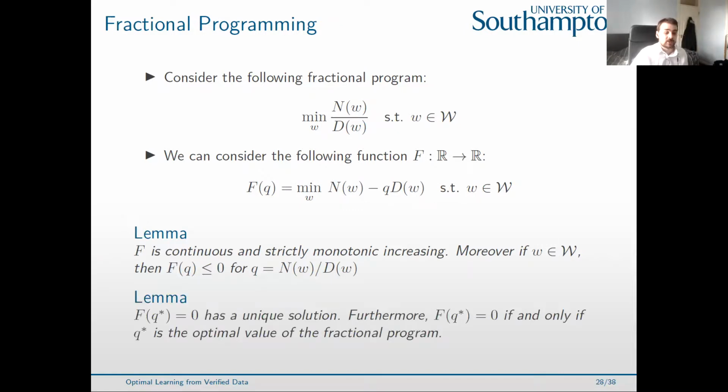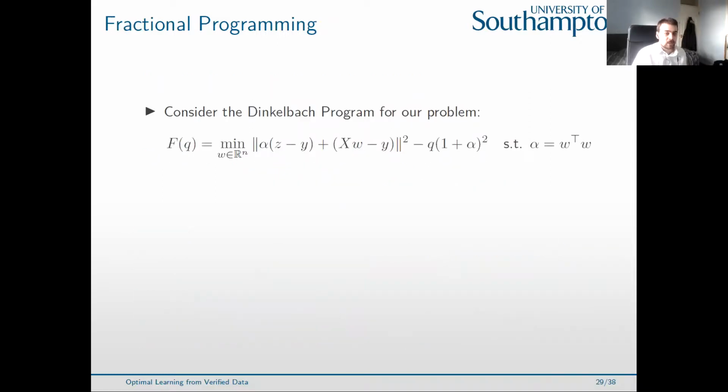And the other thing that's very useful, which is perhaps the most useful thing about this function, is that a point q star is a root of this function if and only if q star is an optimal value of the original fractional program. So that means if we can find a root of this function, we can solve the original fractional program immediately, because we can just plug in q star and find all our variables. So this is extremely useful. If we consider this Dinkelbach program for our problem, it looks something like this, and it's not necessarily that useful, but it's worth pointing out at this point that this is simply just a quadratic program. So it's much nicer than what we started with.